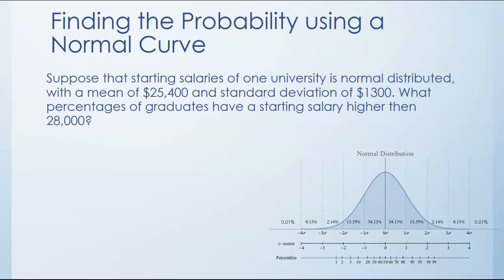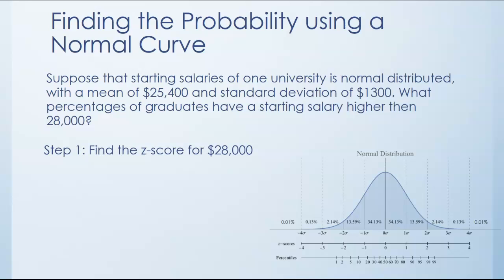Same kind of concept here. Suppose that the starting salary at one university is a normal distribution with a mean of 25,400 and a standard deviation of 1,300. What percentage of graduates have a starting salary higher than 28,000? So in order to do this, we need to figure out where 28,000 is on our normal distribution. So we're going to use our z-scores to do that. So we want to find the z-score for 28,000.